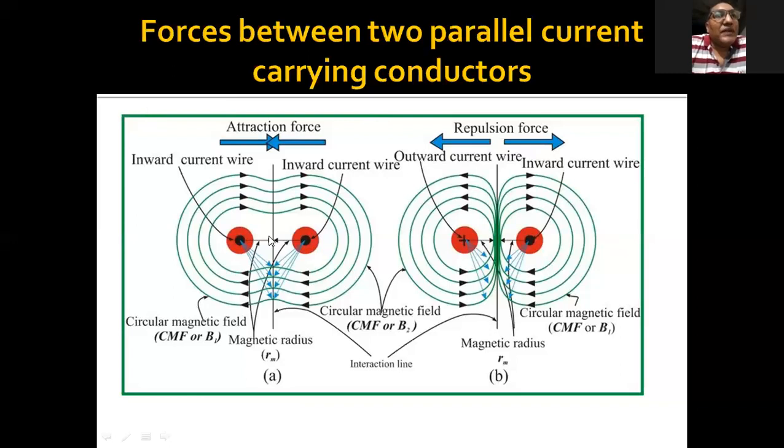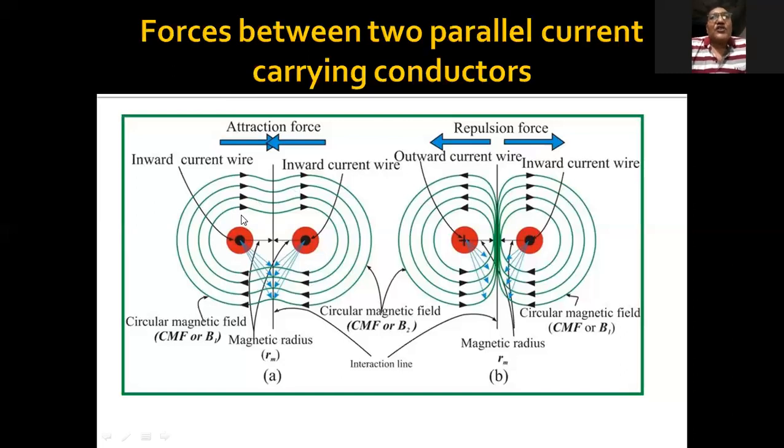In the middle, the direction of the magnetic field lines will be opposite to each other. So here there will be no magnetic field line. The magnetic field lines of this will hug the second conductor and they will be like this. So we will have attraction.